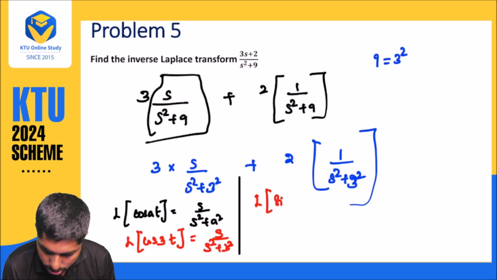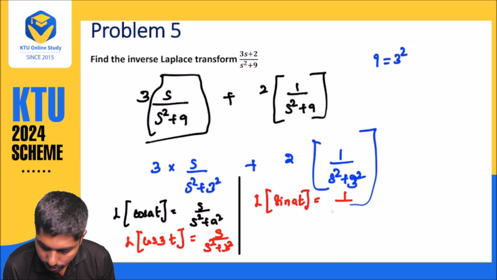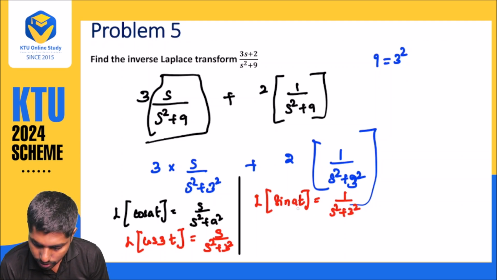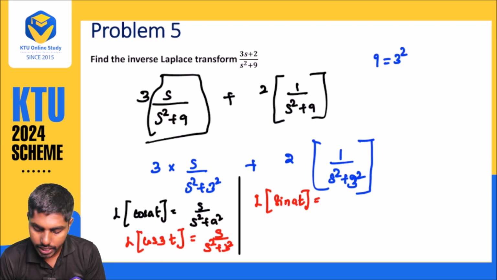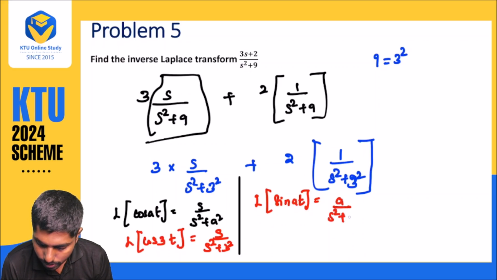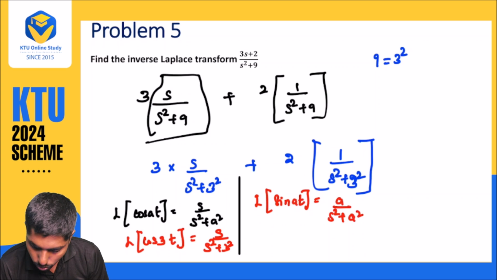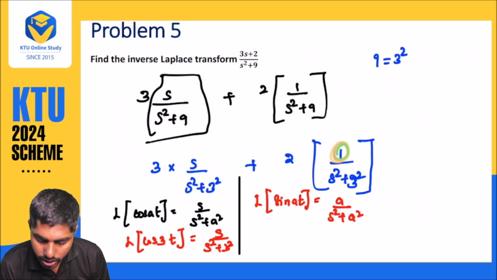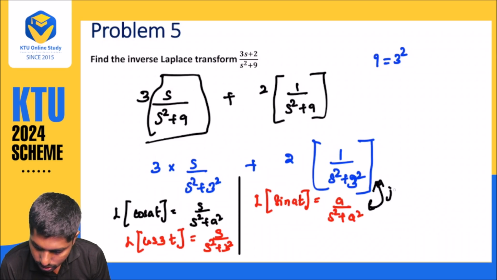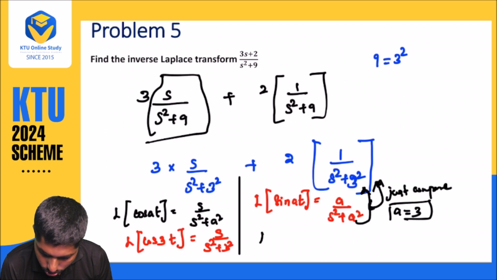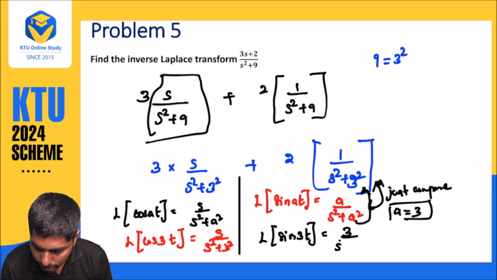Similarly, when we come to this direction, Laplace of sin at is equal to a divided by x square plus a square. If you observe, here a is not there. So from here, just compare: a is equal to 3, we have identified based on here. So a is equal to 3, so L of sin 3t is equal to 3 divided by x square plus 3 square.